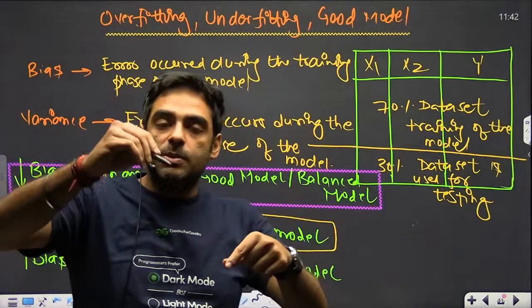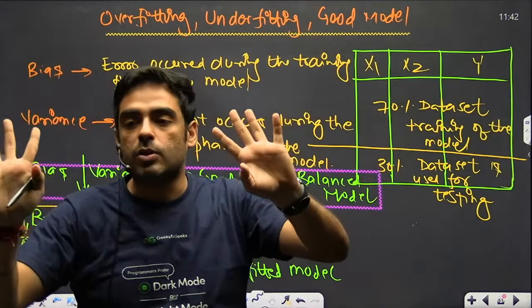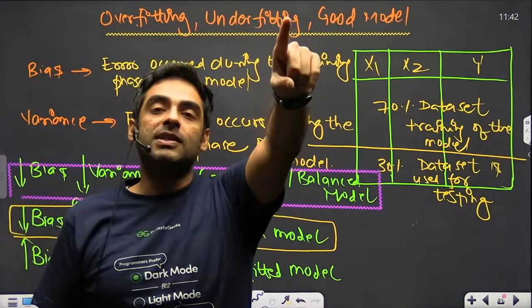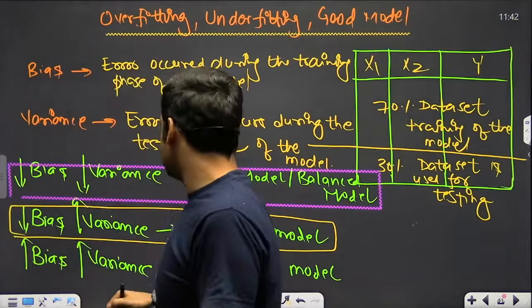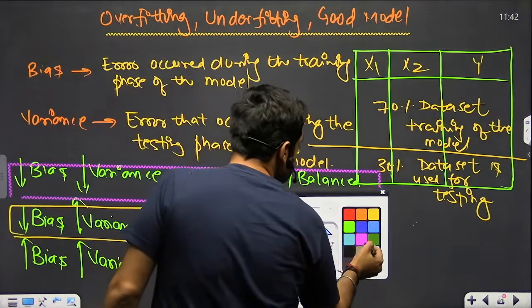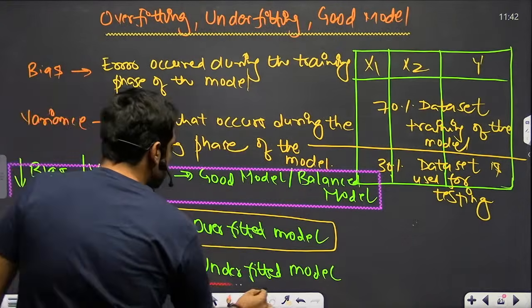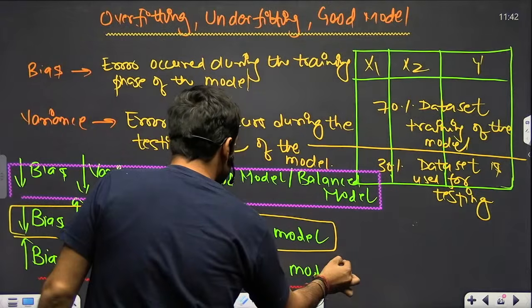When I was preparing for GATE, I was having a number of errors. Even then, I couldn't solve any question. There also I didn't have any question to solve. And when I sat for the exam, my rank was poor. So which model is that? That means my model is an underfitted model.